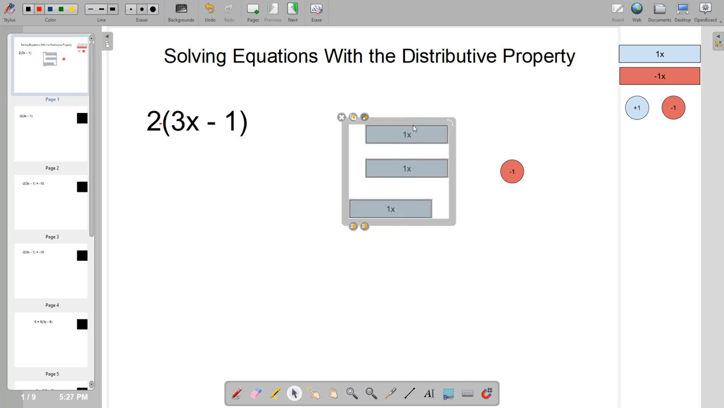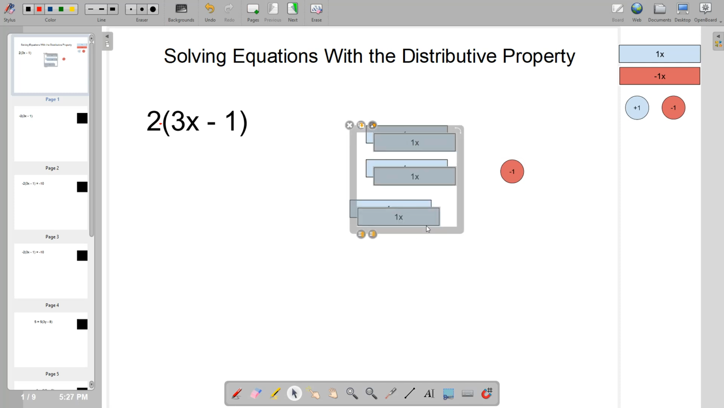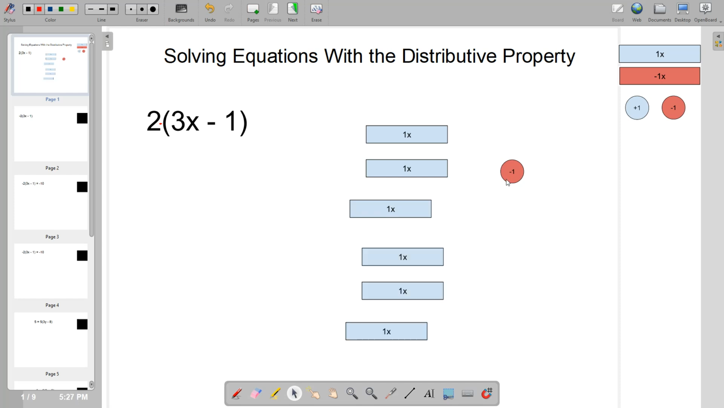So I'm going to take the term that I have inside the parentheses and I am going to copy it to make it happen a second time. And so what I would have at the end of this process is 1, 2, 3, 4, 5, 6 x's, and then 1, 2 negative chips. The shortcut would be if I would take the number 2 times every number inside the parentheses. 2 times 3x would be 6x, and 2 times negative 1 would be negative 2.